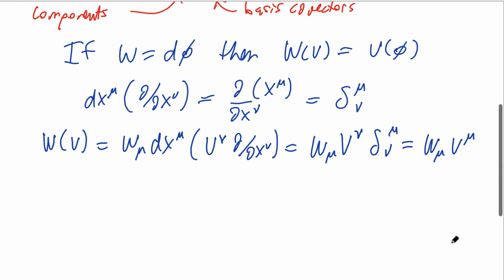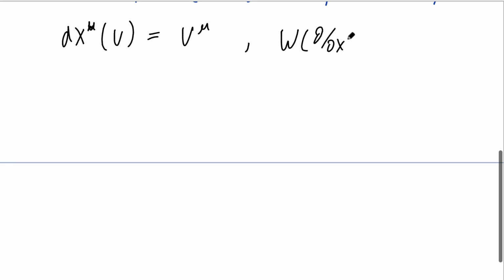Now, a couple of results that are worth keeping in mind is that whenever we have a basis covector acting on a general vector, this is just equal to the components of the vector. You can see this by expanding V as a linear combination of basis vectors and letting dx mu act on the basis vector to give a Kronecker delta. The result is V mu. And similarly, if we have a general covector acting on a basis vector, the result is just the components of the covector. Now let's turn our attention to tensors.